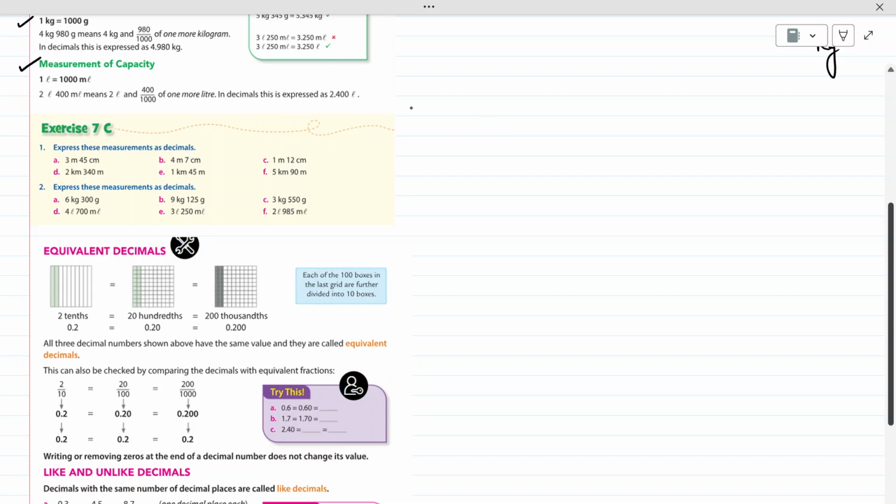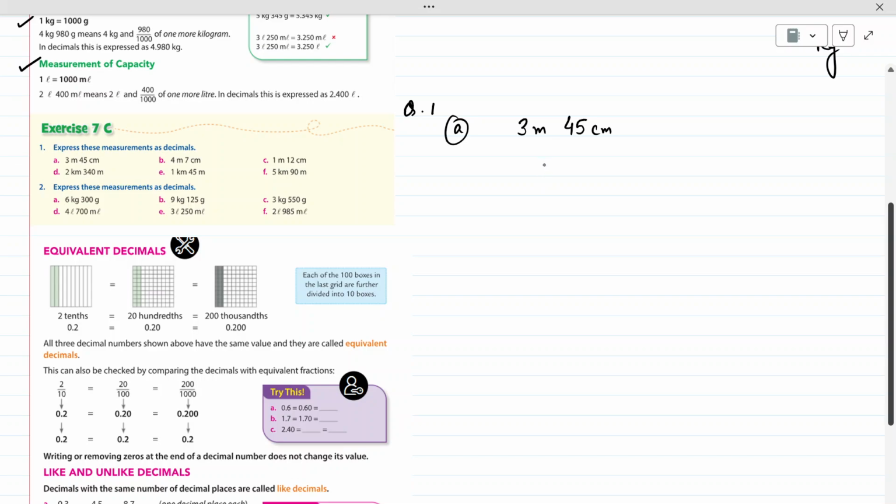So the first question we have is express these measurements as decimals. What is given to us is the measurement and we have to convert it into the decimal. So let's pick the A part first. It says we have 3 meters and 45 centimeters. So what we have to do? We have to do two things here.